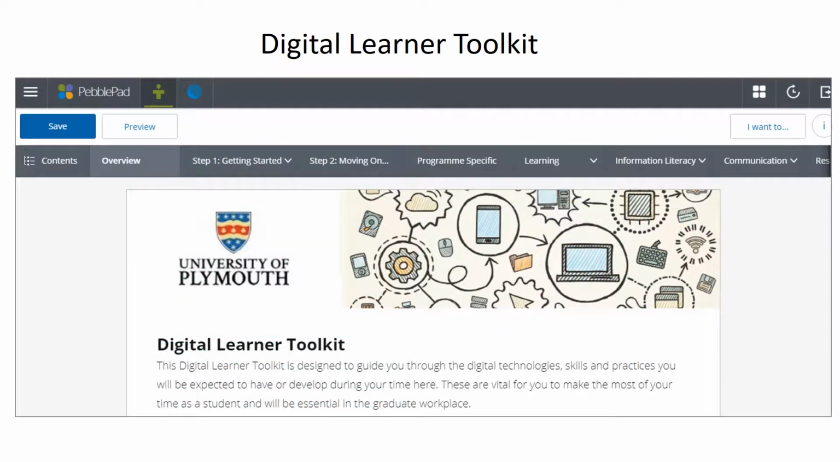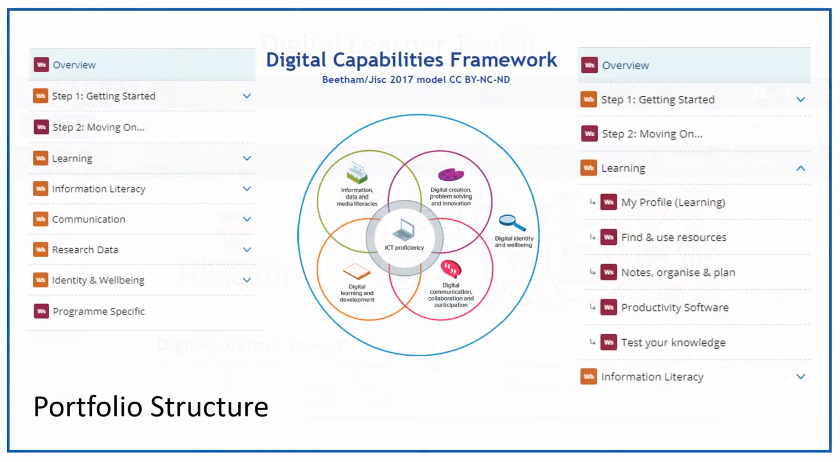The toolkit is downloaded as an interactive e-portfolio. It aims to encourage self-development, reflection, and helps identify digital development needs, and provides a one-stop shop signposting to resources, training, and support. The toolkit has been developed around a digital capabilities framework that exists across higher education. It covers skills, technologies, and practices that you will need from the first few weeks in Plymouth and then beyond.